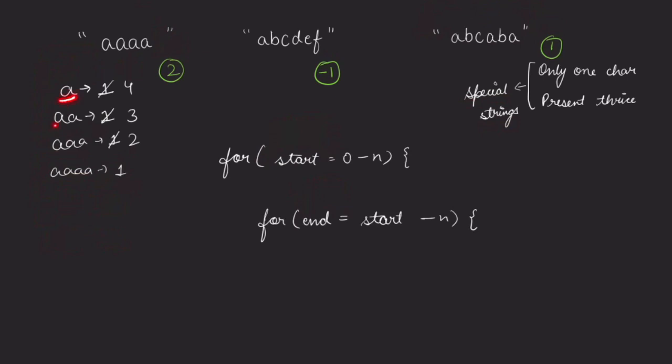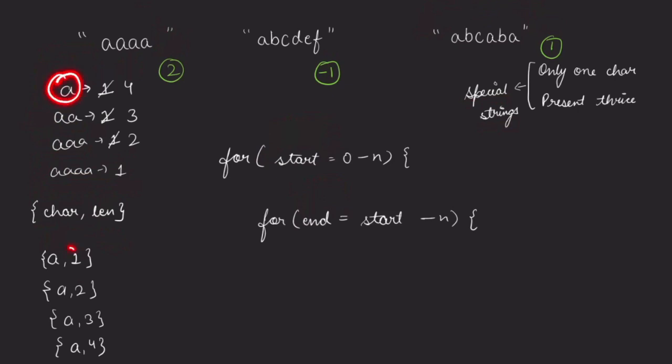So instead of creating substring every time and then storing it as a key in the map, what we can do is that in the key, we can store a pair of character, comma, its substring's length, right? So in this, what we will do is that it will be present as A comma 1, A comma 2, A comma 3 and A comma 4, because here the length was 1, so 1, here 2, so 2, here 3, so 3, and here 4, so 4. This is what we can store, and the values will remain same: 4, 3, 2, 1, right?